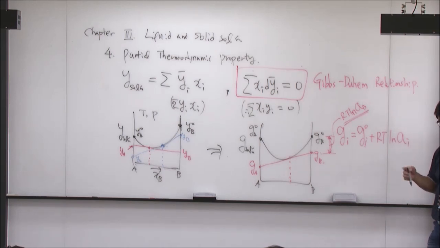When you do your final homework number 5, you have to know this relationship. You start finding all the activities of the solution, the activity of the system, depending on the composition, by using this graphical way. You good?